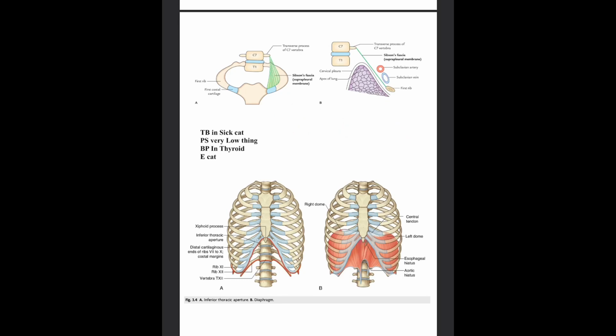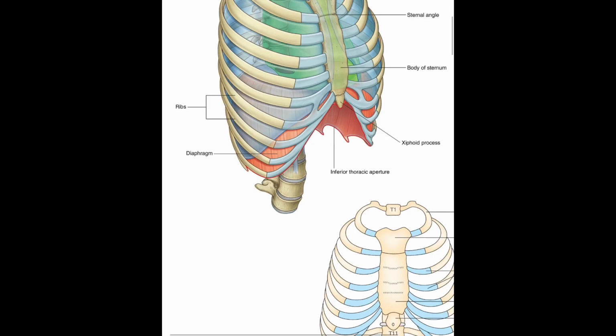So let's discuss the thoracic outlet. The thoracic outlet, the red color line, is broad and it surrounds the upper part of the abdominal cavity. It is also known as the inferior thoracic aperture. The diaphragm is attached to the margins of the thoracic outlet and it separates the thoracic cavity from the abdominal cavity.